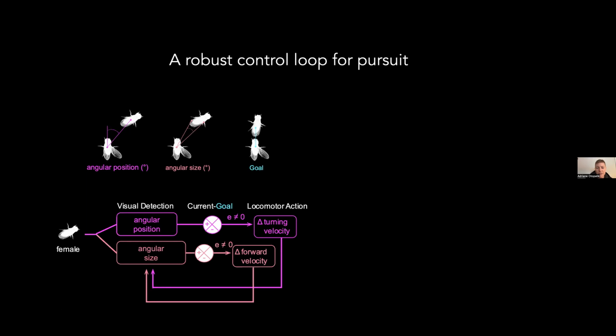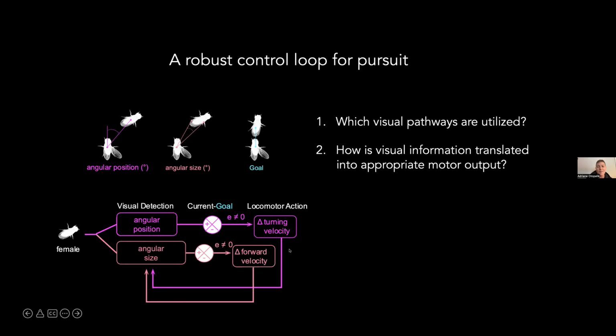So as a postdoc, of the many questions I've begun to think about, two questions that I've explored in my early years as a postdoc that I'm going to describe here are: which are the visual pathways that are utilized in this computation by the male, and how is this visual information translated into appropriate motor output?